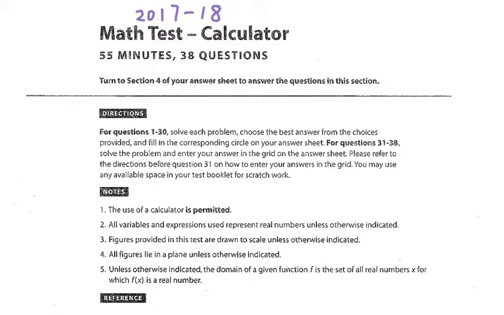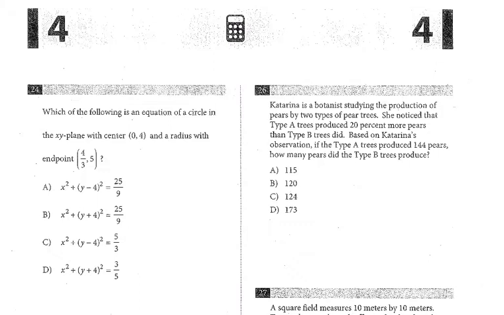Let's keep doing the 2017 to 2018 SAT Math Test Calculator section. Let's go to 24. Which of the following is an equation of a circle in the xy plane with the center (0, 4) and a radius with the endpoint (4/3, 5)? First of all, it's about the equation for a circle.